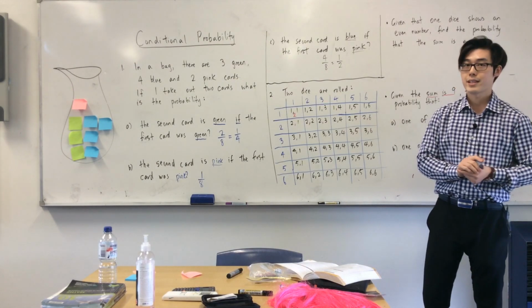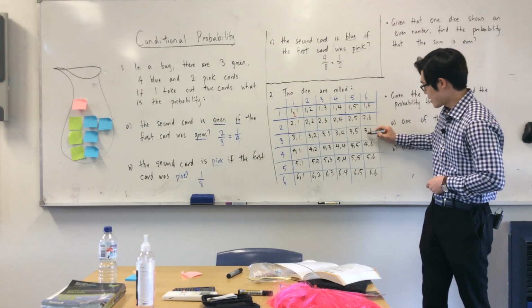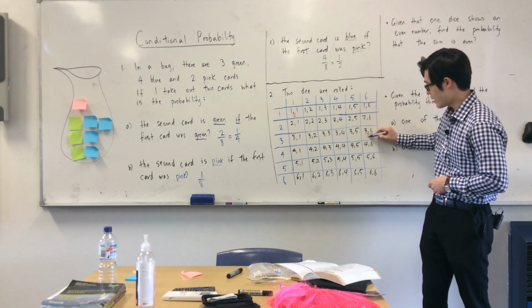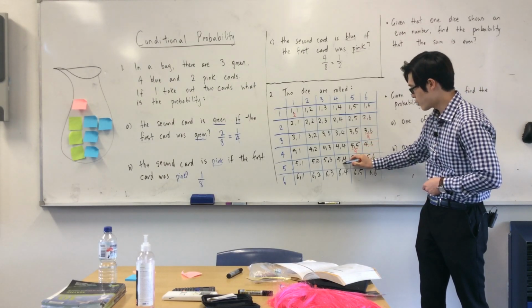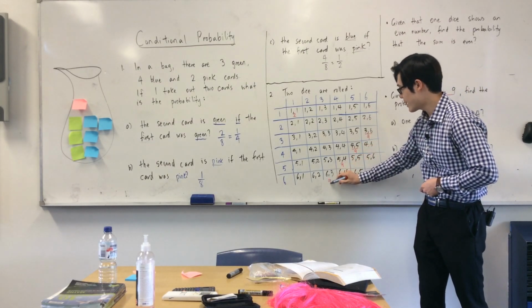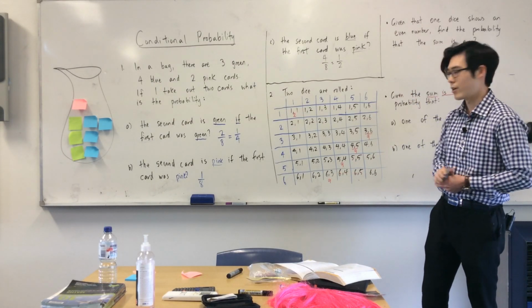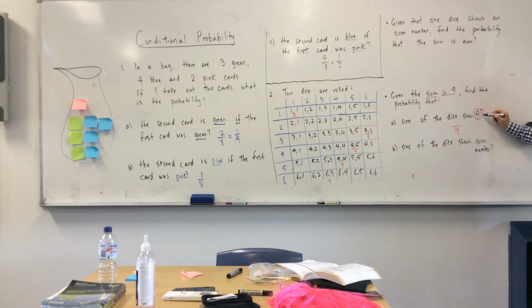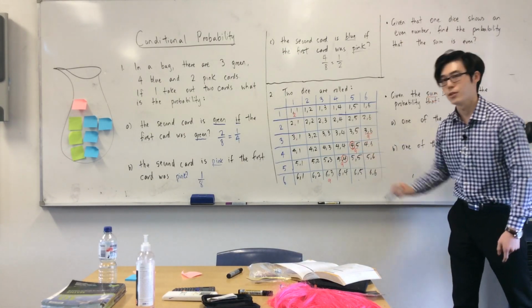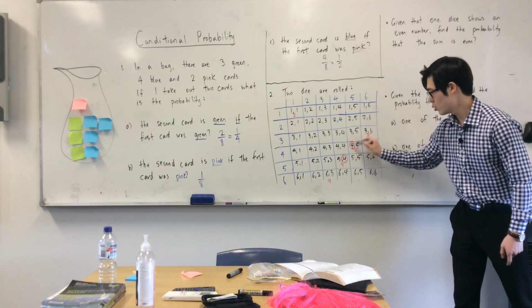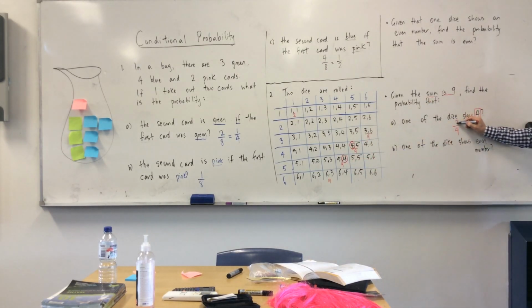Which combinations give me a sum of 9? 3, 6, 4, 5. That's right. So 3 plus 6 is 9. 4 plus 5 is also 9. 5 plus 4 is 9. 6 plus 3 is 9. Any other 9s? No. How many of those combinations have a 4? 2. This one has a 4, and this one has a 4. So there are 2 out of 4. Makes sense?